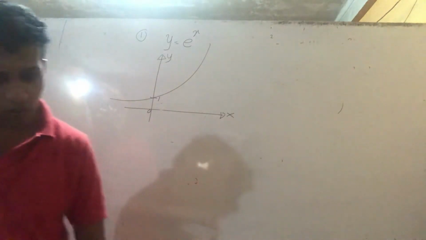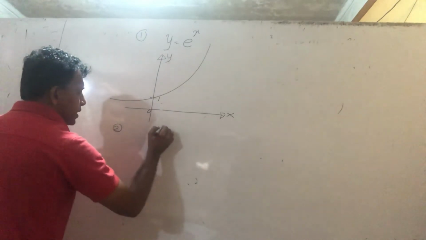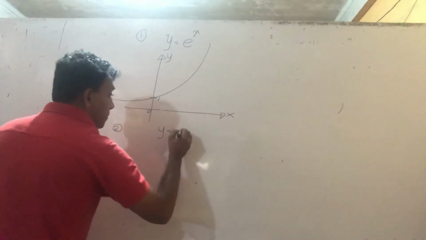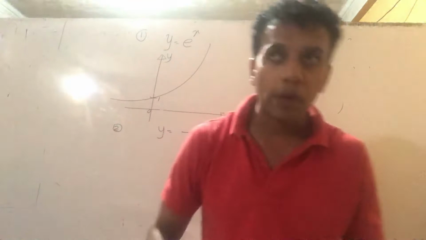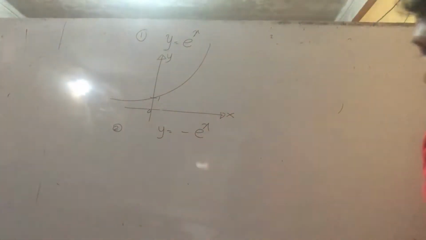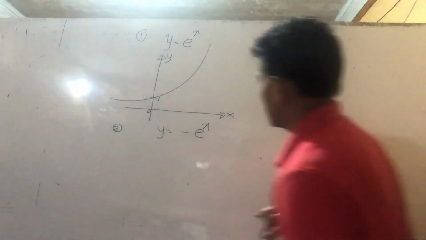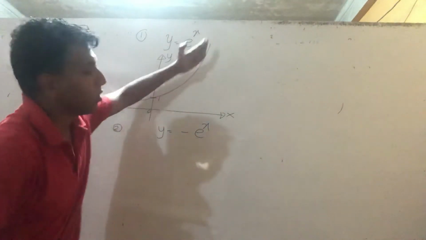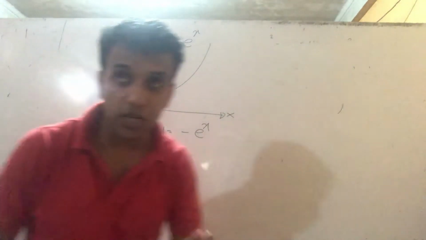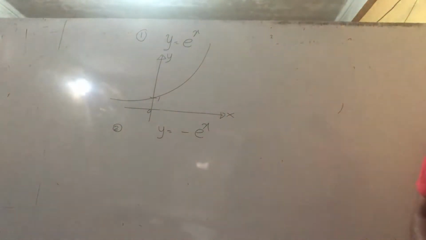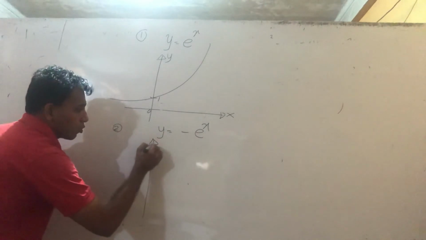Now I show the other one, the second diagram, y equal minus e to the power x. I am giving this not only for this problem but for future ideas, right? What is y equal minus e to the power x? This is positive e to the power x, and the minus makes it symmetric about the x-axis. The graph is symmetric about the x-axis.